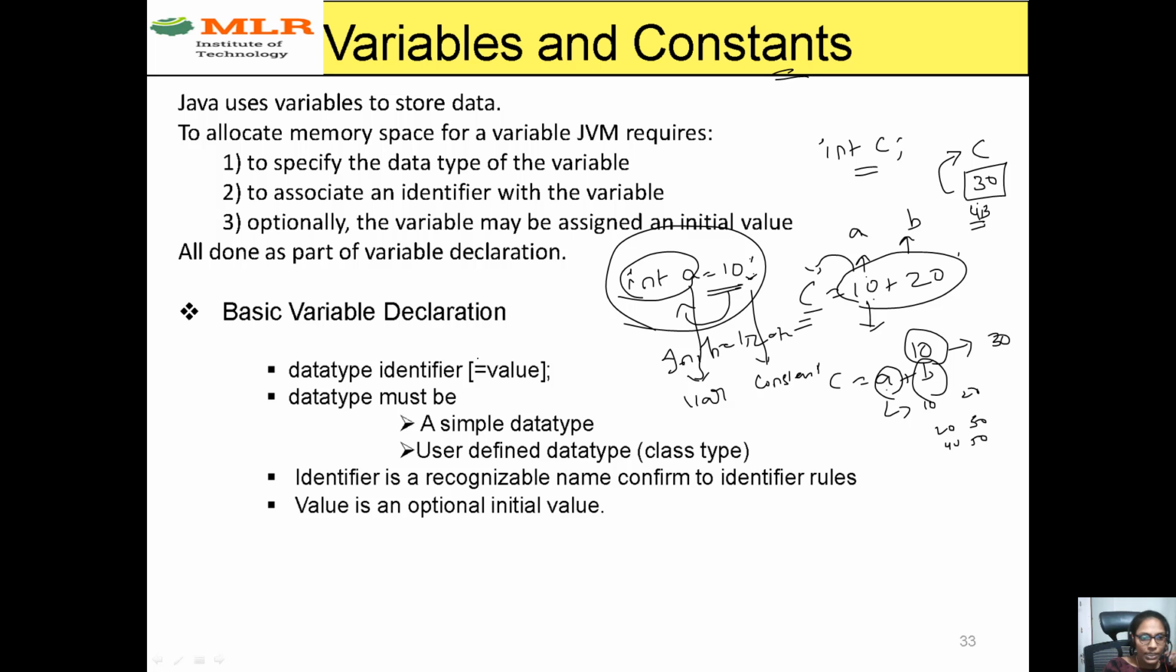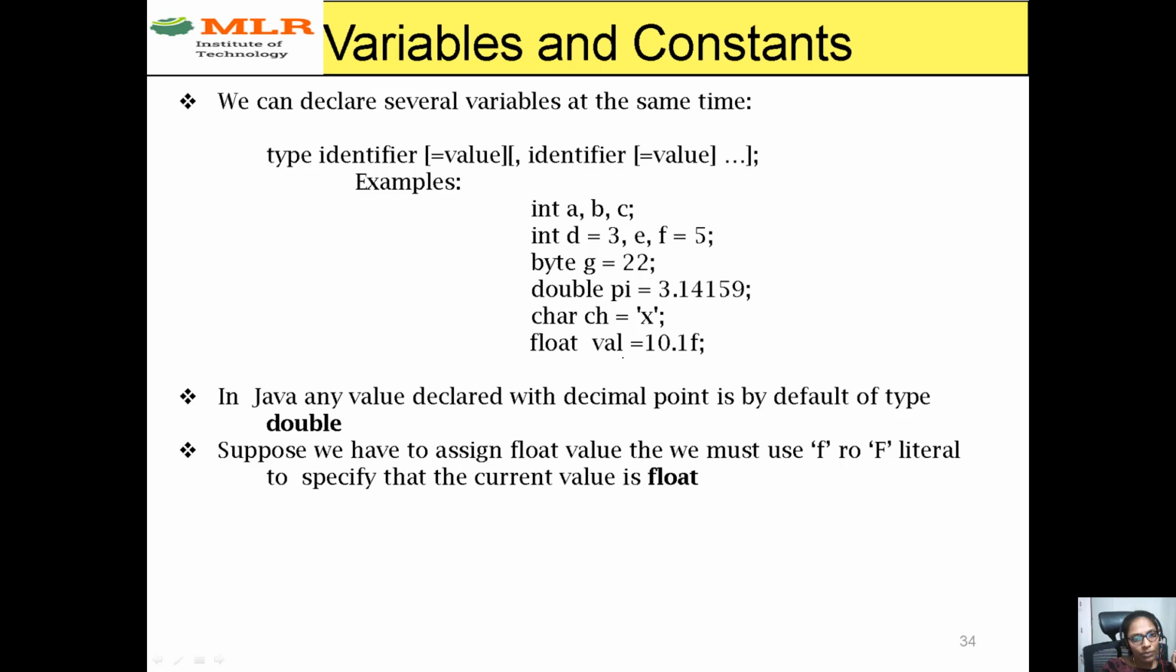So this is the basic variable declaration. First you need to specify the data type, followed by the identifier. That means the variable name. Identifier is nothing but the variable name, and optionally we can provide an initial value. Whatever you write within brackets is optional. These are some different examples. In the first statement you are declaring only the variables. In the second statement you are assigning the values also, and like that for different data types. But whenever you declare a float value, you need to add f at the end of the value to indicate that the value is a float.